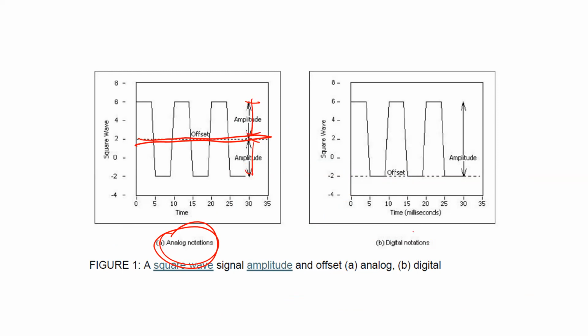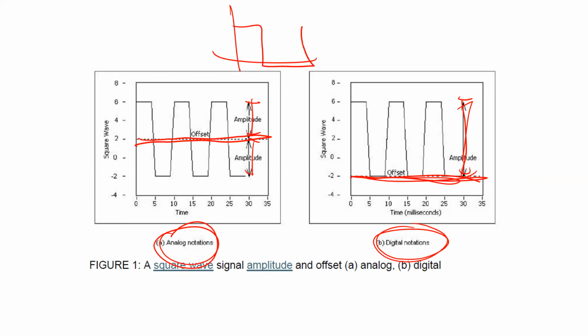Okay. But here in digital notation, okay, this is the amplitude here, and then the offset is you offset the whole square wave. So you have a square wave this way, and then you offset everything up or everything down. Okay, so you can see the difference between them. So I think in this question I ask you to use the digital and analog notation. Okay, thanks guys and good luck.